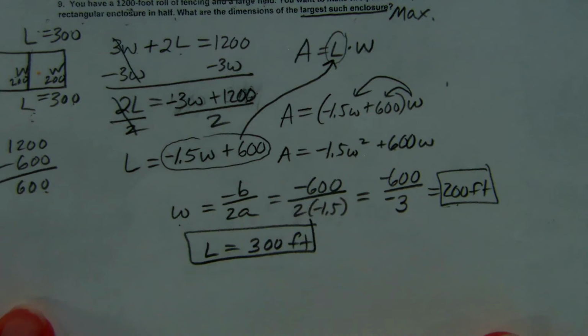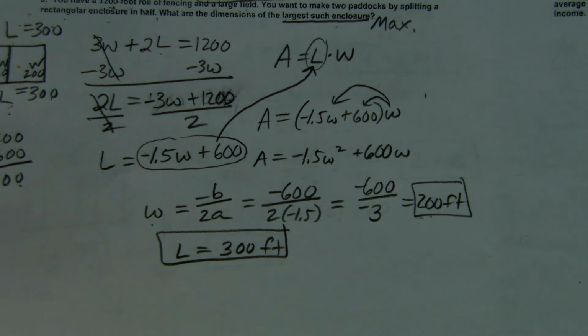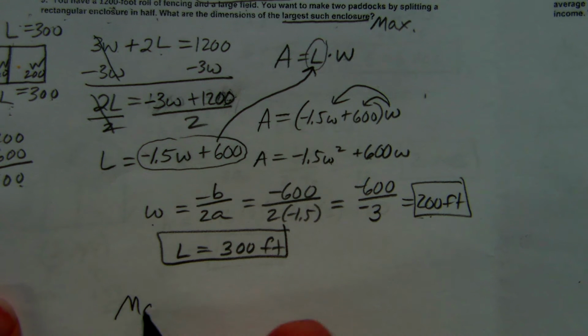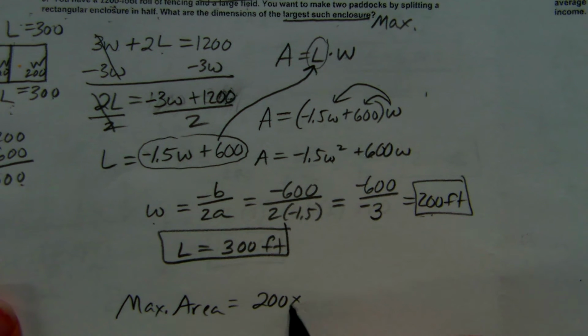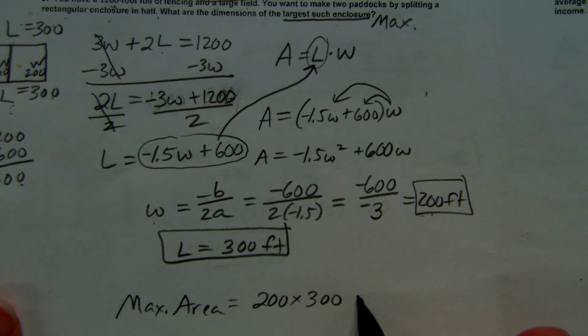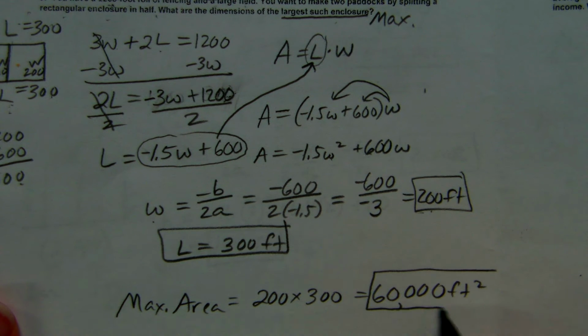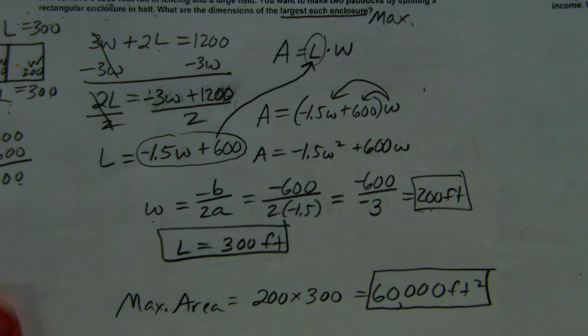It doesn't actually ask you what the area would be, but we could figure that out pretty quickly by multiplying them together. So that maximum area, if you were asked for it, would just be the 200 times the 300. So 2 times 3 is 6, and then we get 4 zeros and feet squared. So it doesn't actually ask on this problem, but sometimes they will. So I'm just adding that on to help you out in case that shows up. So that's 60,000 feet squared.